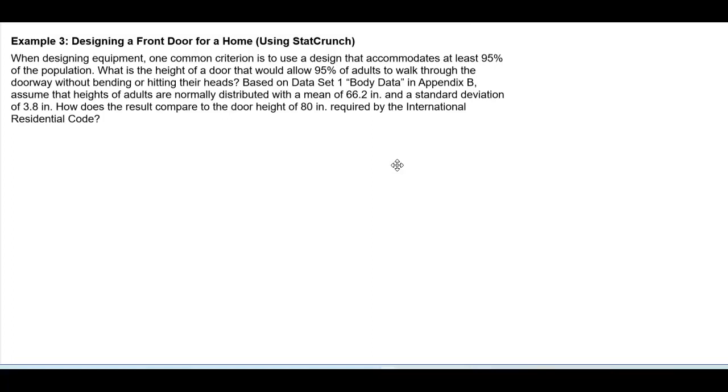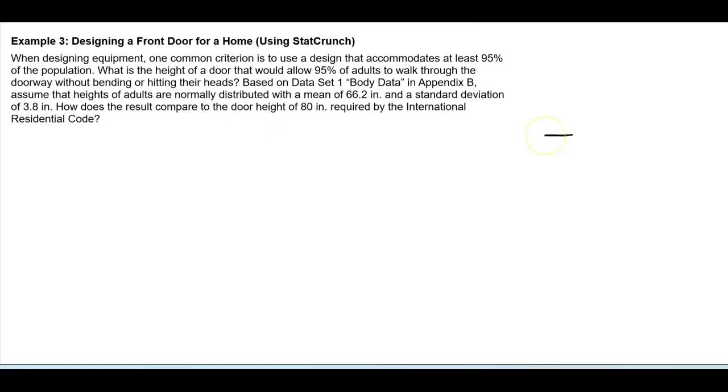or hitting their heads? Based on data set 1, body data in Appendix B, assume that heights of adults are normally distributed with a mean of 66.2 inches and a standard deviation of 3.8 inches. And then, how does the result compare to the door height of 80 inches required by the International Residential Code?